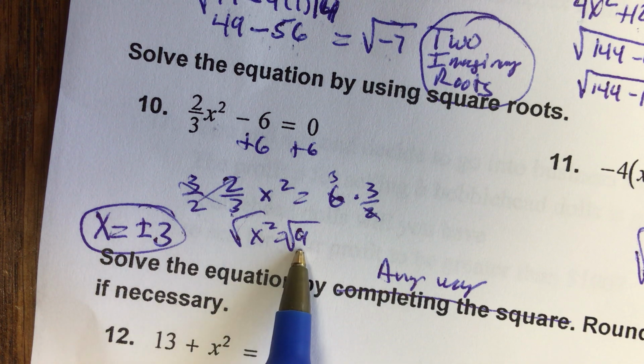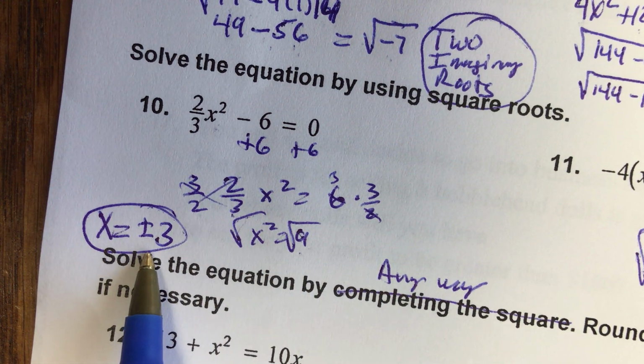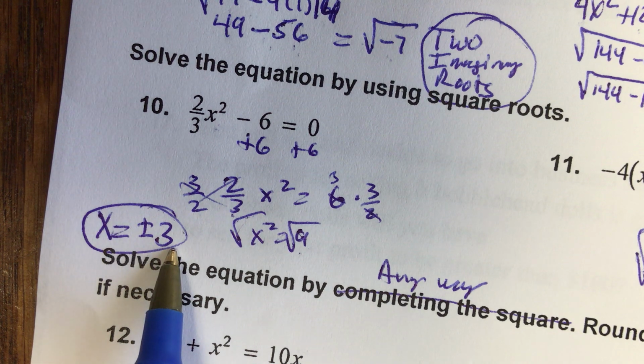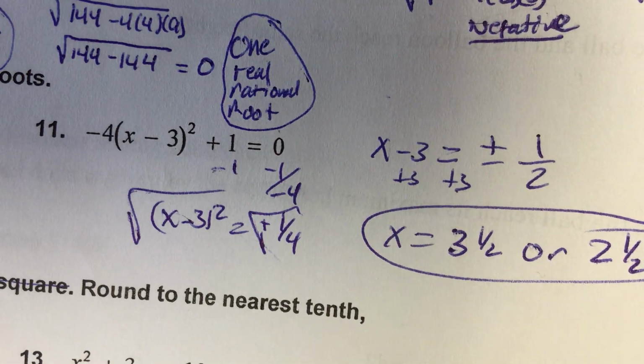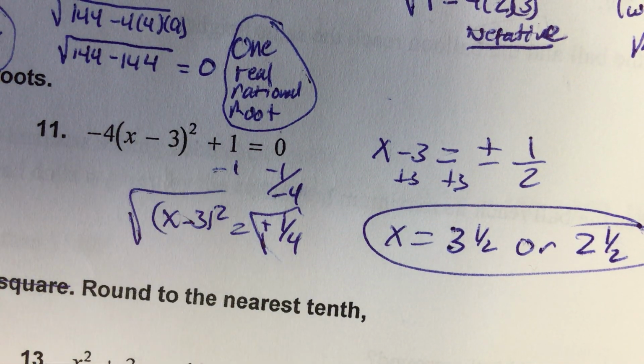Then I take the square root of both sides. And don't forget to take the plus or minus. There are actually two answers, positive 3 and negative 3. So my answer is x is equal to plus or minus 3. Okay. Number 11. Again, I want to get the square part, which now is in parentheses, by itself.